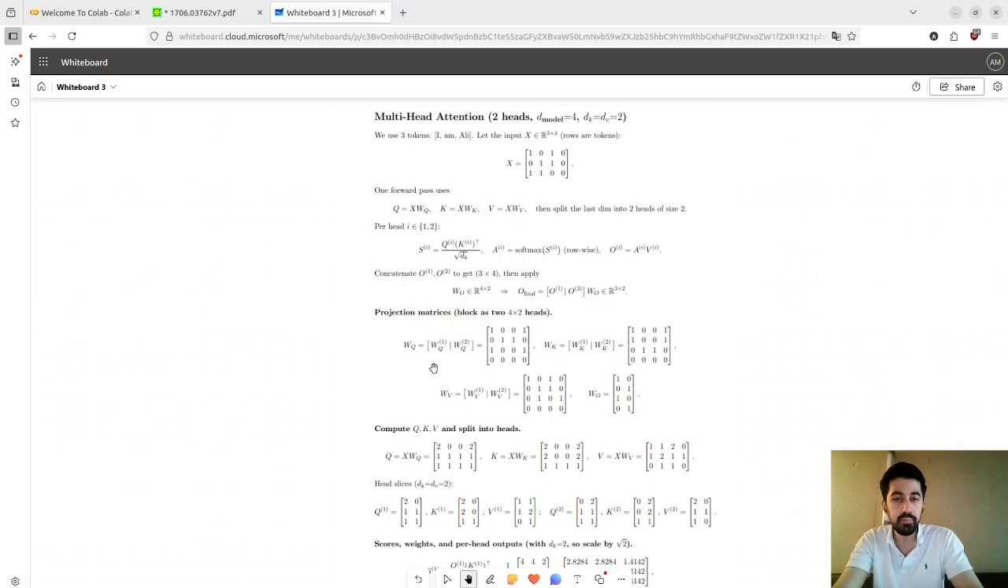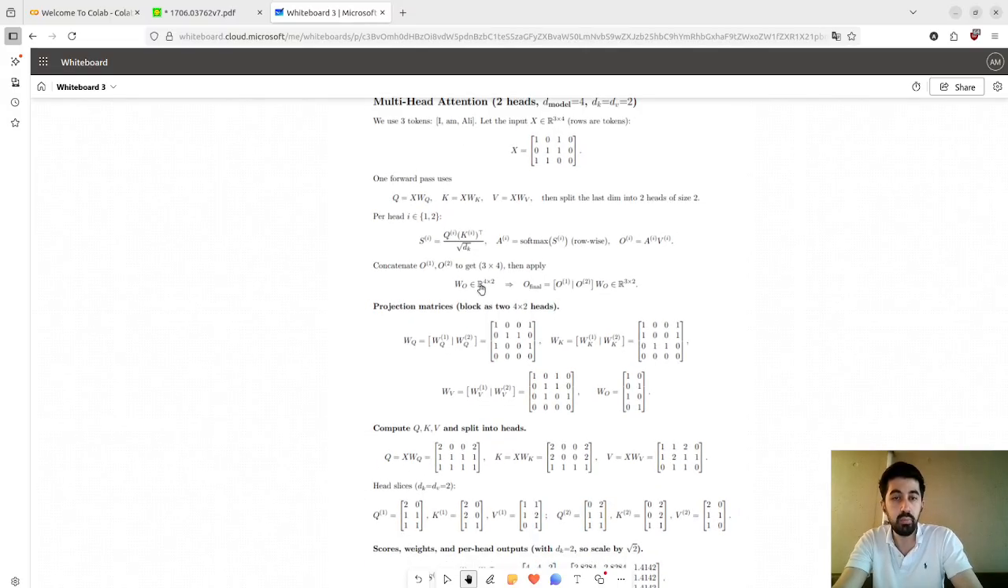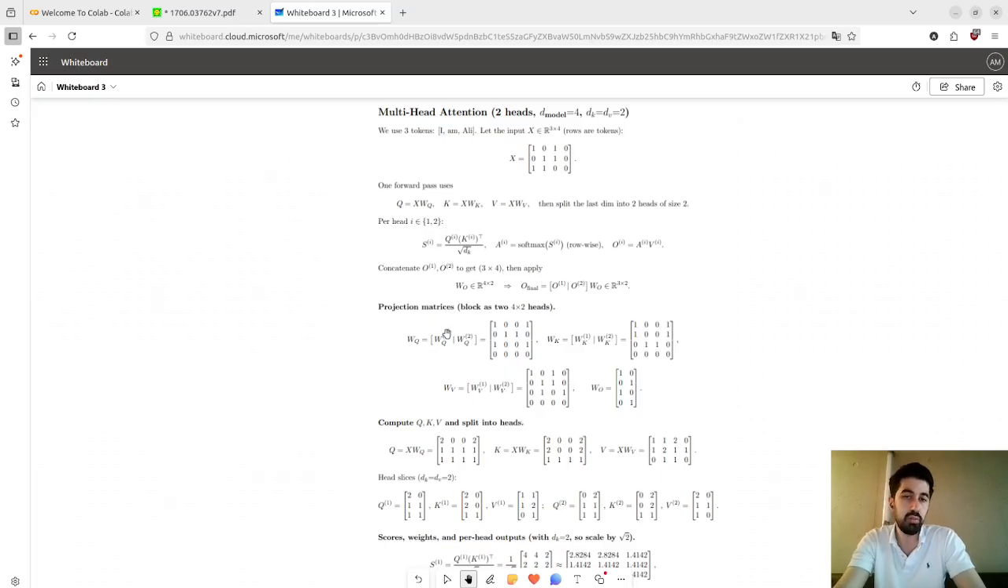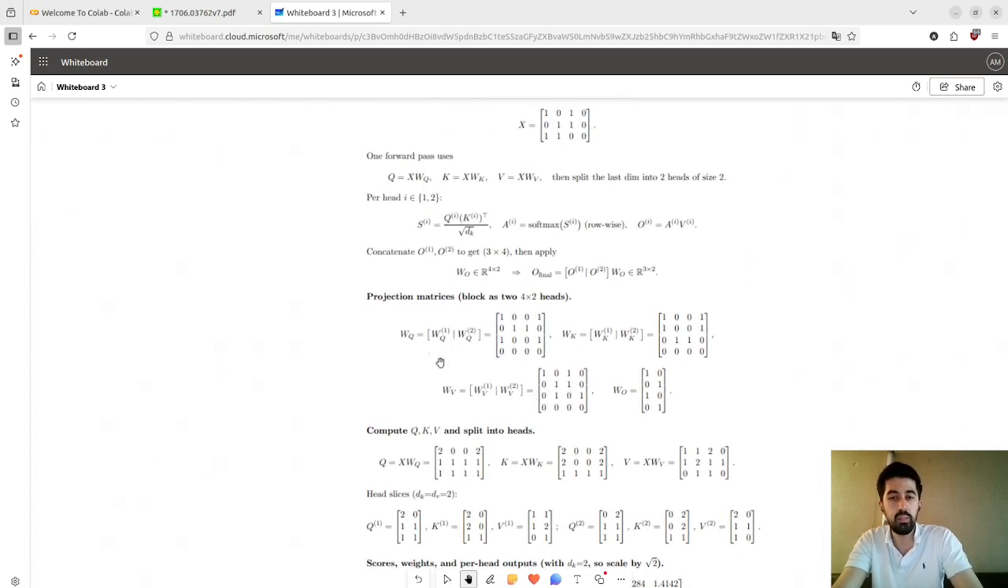And then just like before, we calculate S, and we calculate the attention A as the softmax of S, and then we get the output as A of I multiplied by V of I. So let's say we got WQ, and WQ is, as I said, 2 matrices. The first one is over here, and the second one is over here. WK is the same, and these are 2 neural networks learned by the model.